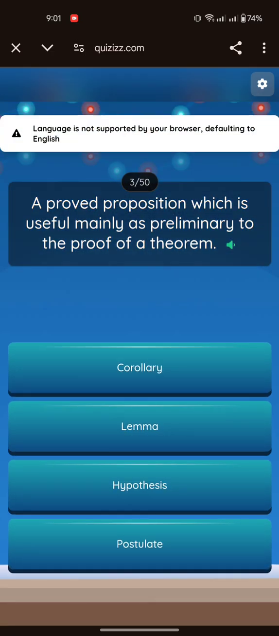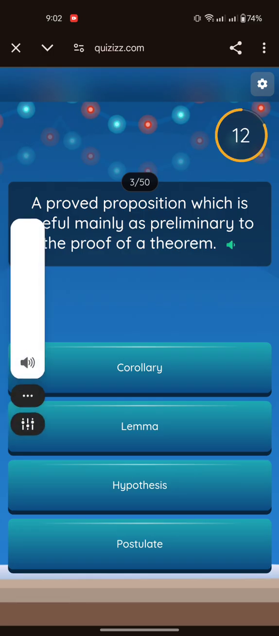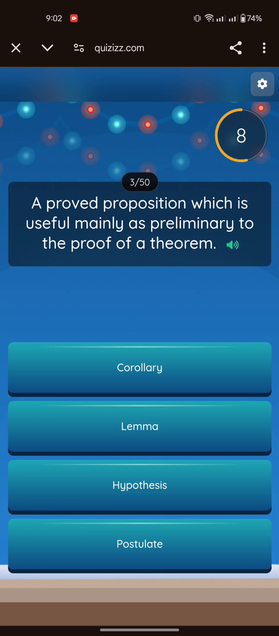Question. A proved proposition which is useful mainly as preliminary to the proof of a theorem. Option 1 corollary. Option 2 lemma. Option 3 hypothesis. Option 4 postulate.